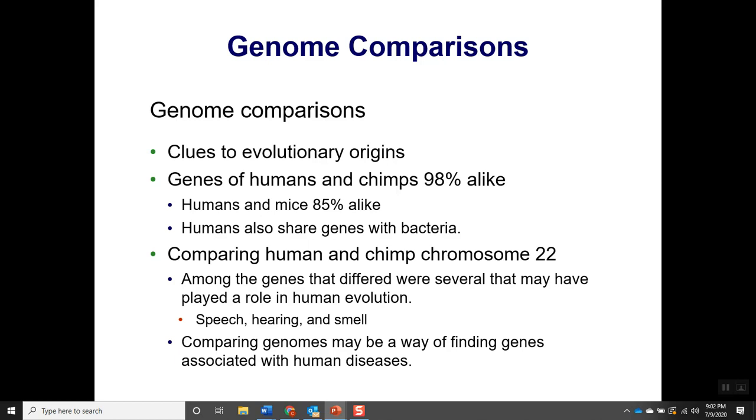All right, so if we compare human and chimp chromosome number 22, among the genes that differed were several that may have played a role in human evolution, such as speech, hearing, and smell. Comparing genomes may also be a way of finding genes associated with human diseases. Think about it: if I have a disease and you don't, if we compare our DNA, we may be able to figure out which of those genes are associated with said disease, especially if we have a really large sample size of people that have the same disease, and compare it to a large sample size of people that don't.